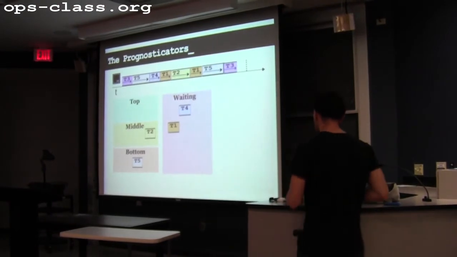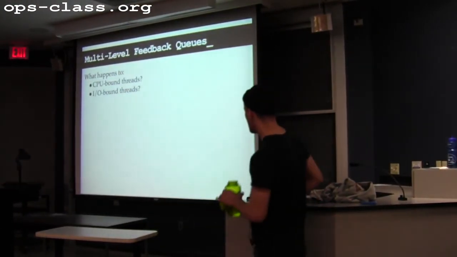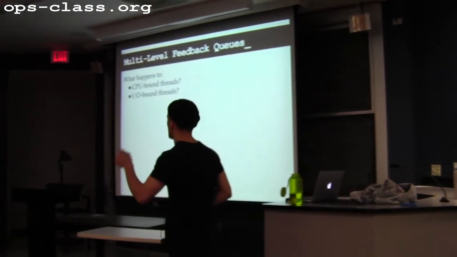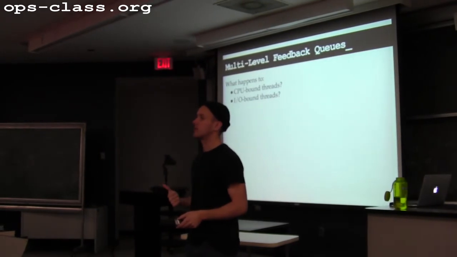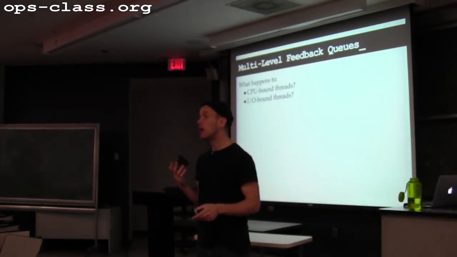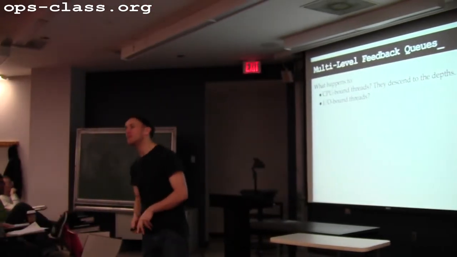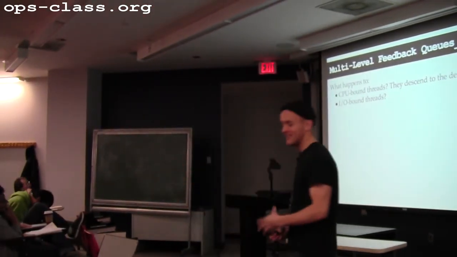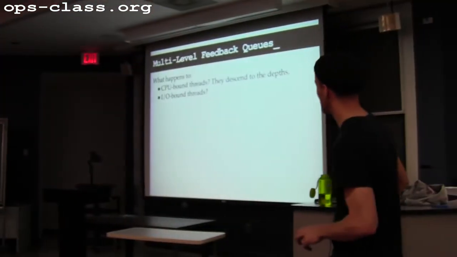Could you potentially starve one of the threads? Yes. Let me just go through this quickly. We'll come to your question, Isaac. So what happens to CPU bound threads in multi-level feedback queues? Where do they go? Down. They descend to the depths of the levels. I could keep going, but you get where I'm going with it.